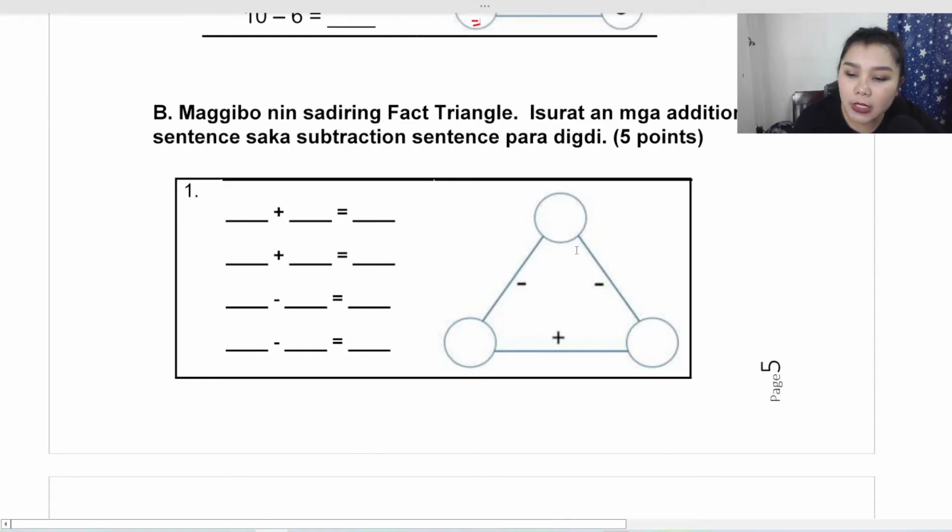So, parang ganito. Isip ka ng dalawang numbers to add, and then write the addends here, and then the answer, the sum, should be written on the peak, and then that's the time you can complete the number sentences. So, yan ang gagawin para sa part B. Pause to complete this page.